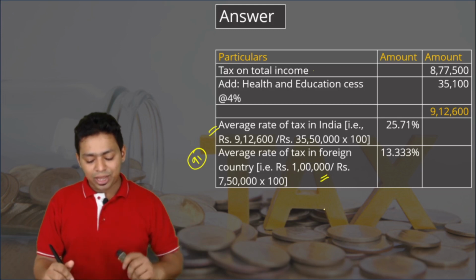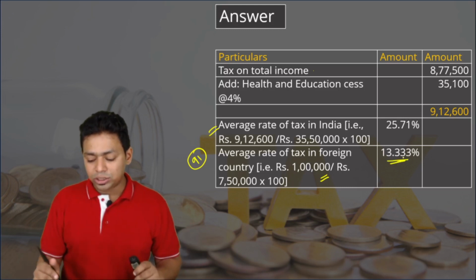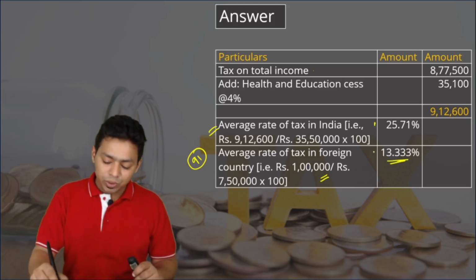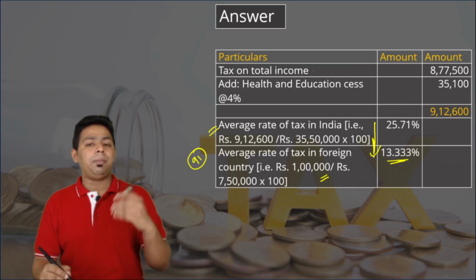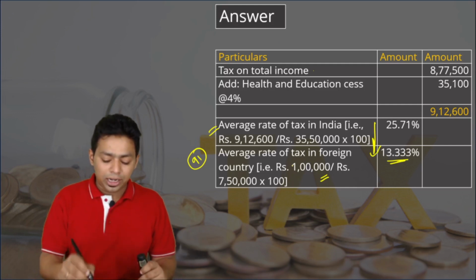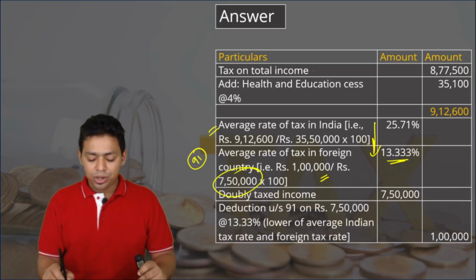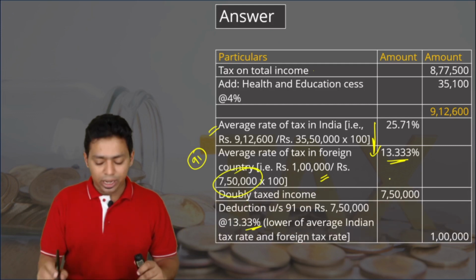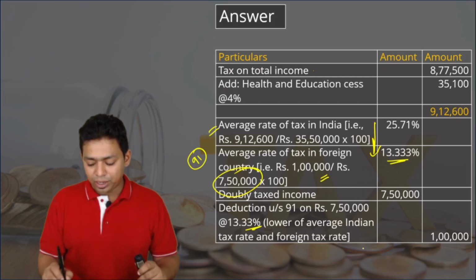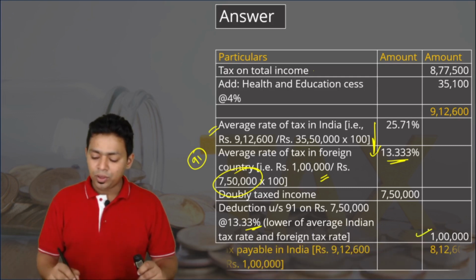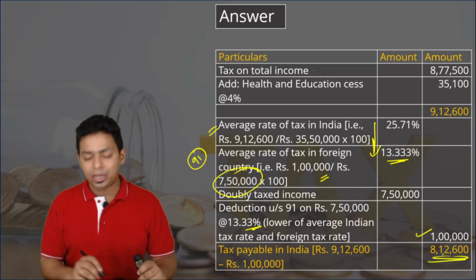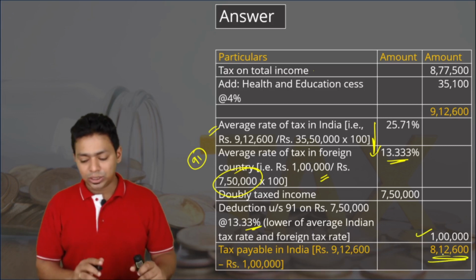1 lakh divided by 7,50,000 into 100. So it is 13.33333. Whichever is lower is the rate which will be available for double taxation relief, and the doubly taxed income is 7,50,000. So 7,50,000 into whichever is lower rate, that will be the relief computed under this law, and that amount comes to 1 lakh rupees again. So 1 lakh rupees will be subtracted and ultimately he has to pay 8,12,600.